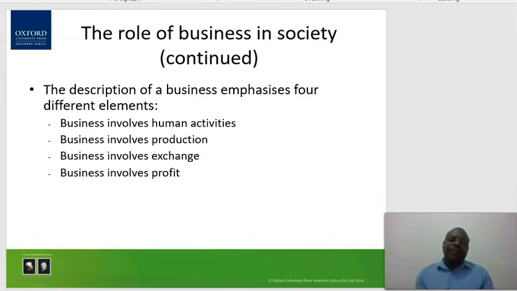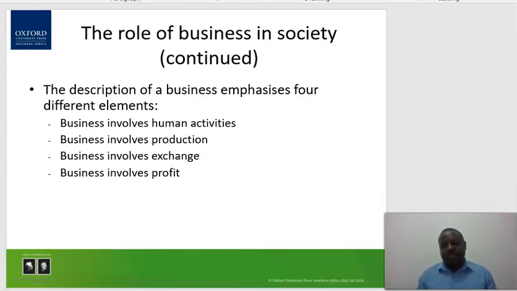For products also, some may argue that output that is manufactured, that we can classify as a product or as a good, can also be stored in a warehouse, which is impossible when it comes to services. So there are many differences between products and services, but basically business involves production.